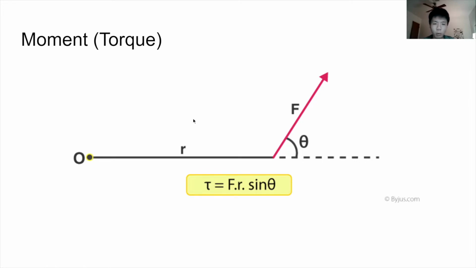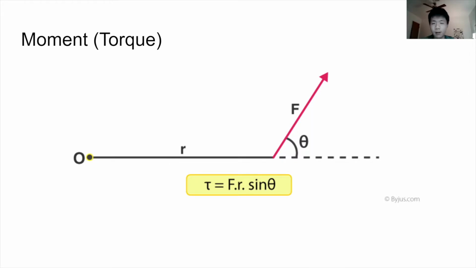So here, torque, which is this tau term, is defined as force times the distance of the lever arm times sine theta, which is the angle between the force and the lever arm. And the way I like to think of a lever arm, you can think of it like a door almost.